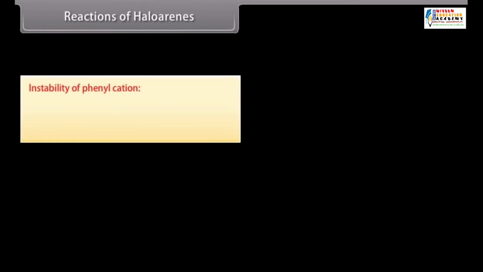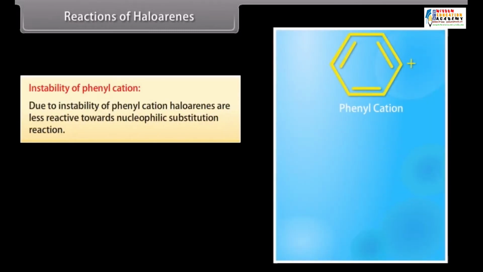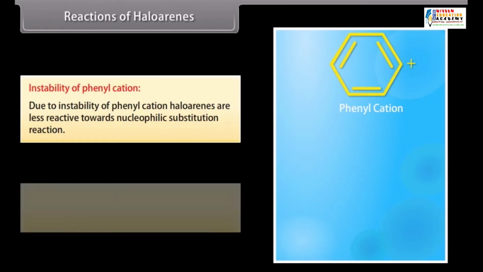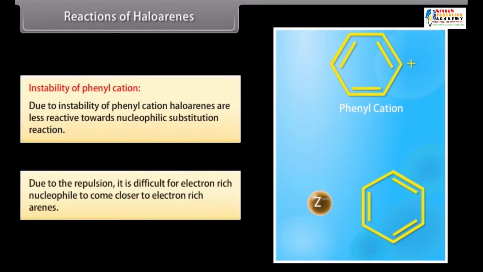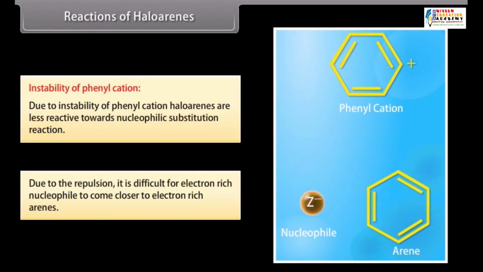Instability of phenyl cation. Due to the instability of the phenyl cation, haloarenes are less reactive towards nucleophilic substitution reaction. Due to the repulsion, it is difficult for an electron-rich nucleophile to come closer to electron-rich arenes.